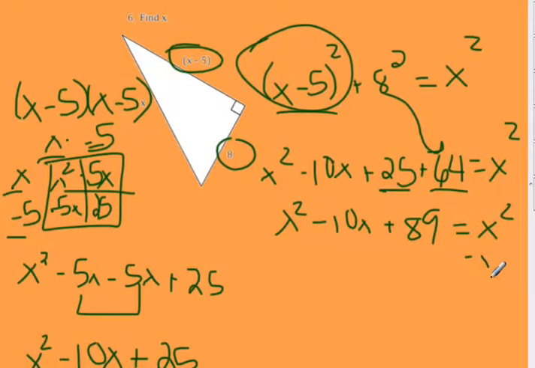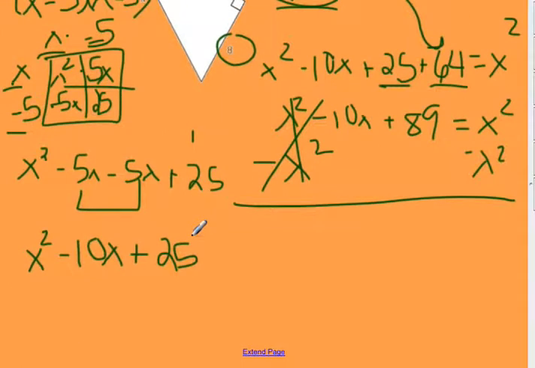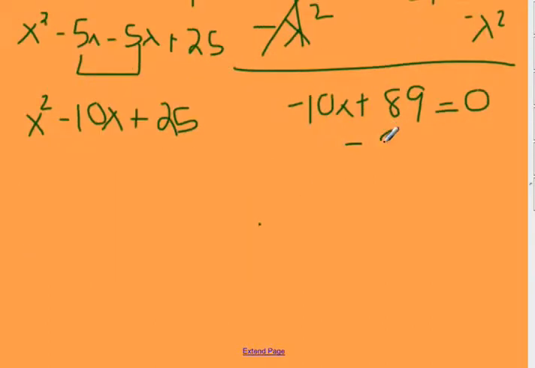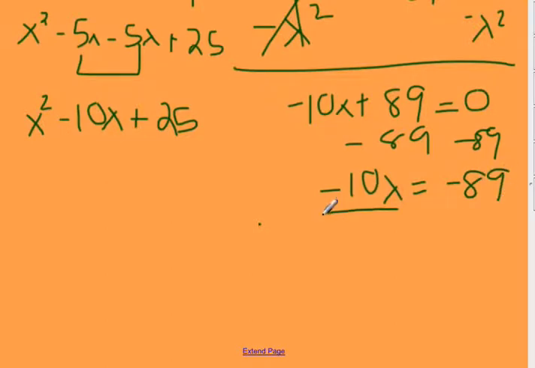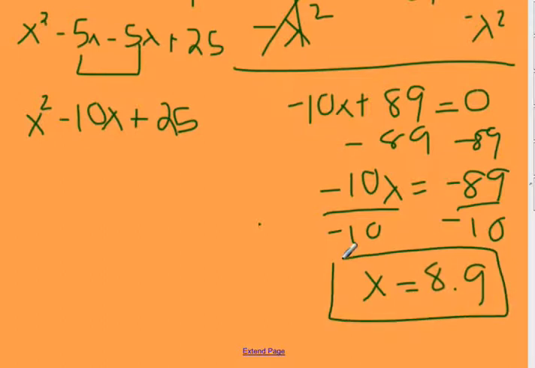Well, let's go ahead and bring this x squared onto the same side as the other x's. So when I do that, I'll notice that these x squareds cancel out. So then I'm left with negative 10x plus 89 is equal to 0. Remember, the other side of that equation doesn't just disappear. So I'm going to subtract 89 from both sides, and I get that negative 10x is equal to negative 89. So that 10 is being multiplied by the x, so I'm going to divide both sides by negative 10. Negative 89 divided by negative 10 is going to be 8.9. So that is what x is going to equal, 8.9.